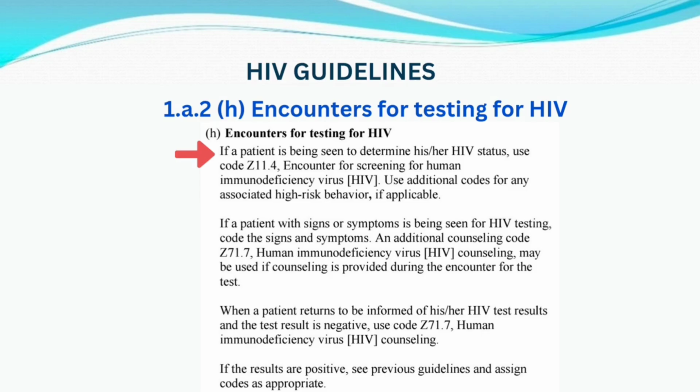Encounter for screening for HIV. Use additional codes for any associated high-risk behavior if applicable. If a patient with signs or symptoms is being seen for HIV testing, code the signs and symptoms. An additional counseling code Z71.7 HIV counseling may be used if counseling is provided during the encounter for the test. When a patient returns to be informed of his/her HIV test results and the test result is negative, use code Z71.7 counseling code. If the results are positive, see previous guideline and assign codes as appropriate.